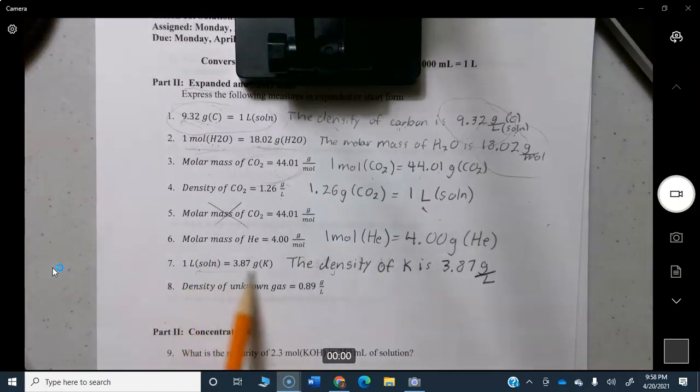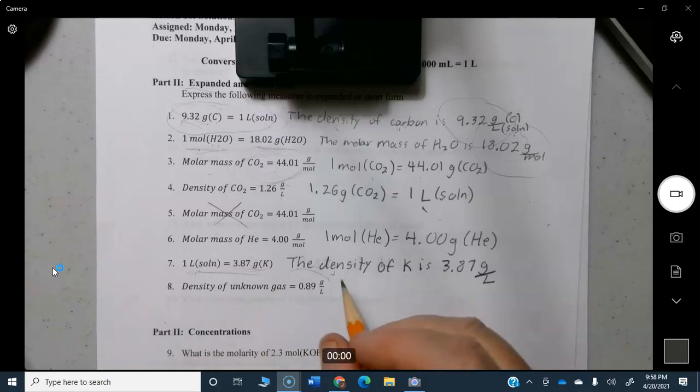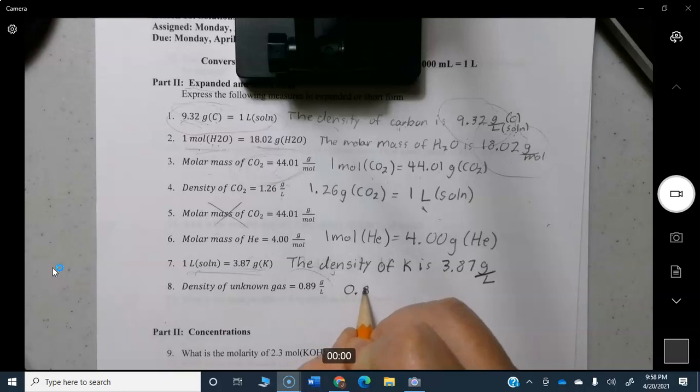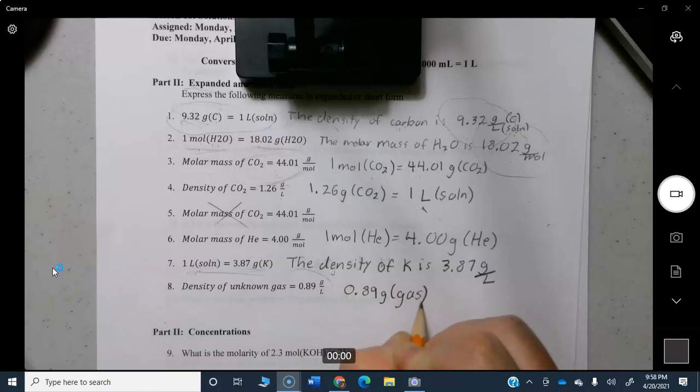And you convert it to this. Okay, what about this? So this one is in the short form, so we're going to convert it to the expanded form. It doesn't tell you what the gas is, so you can just write gas.